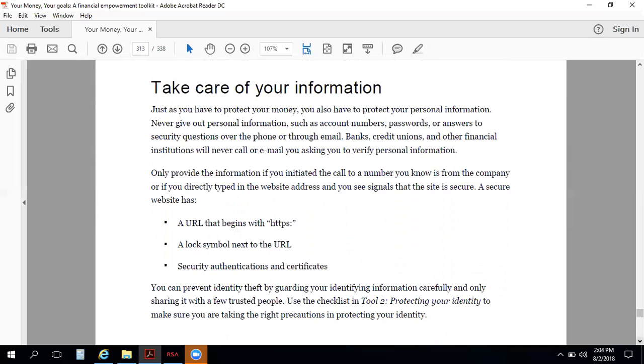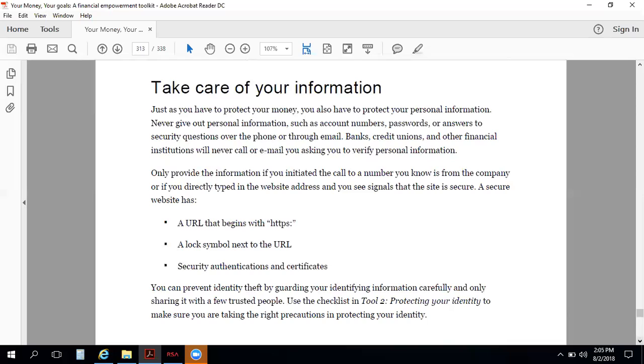Some tips on taking care of your personal identification. A lot of people do things online these days, and it just gives you some tips on how to safeguard your personal information when doing anything online. It says, just as you have to protect your money, you have to protect your personal information. Never give out your information, such as account numbers, passwords, or answers to security questions over the phone or through email. Banks, credit unions, and other institutions will never call you asking you to verify personal information.